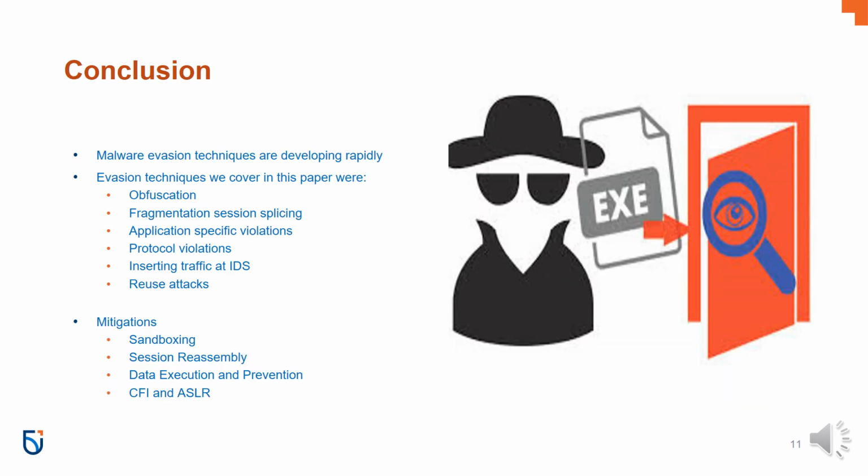Malware evasion techniques are developing rapidly, and vendors are still behind in this race. Various techniques used by malware to evade detection by security systems are discussed in this paper, such as obfuscation, fragmentation, session splicing, application-specific violations, protocol violations, inserting traffic at the IDS, and code reuse attacks. Also, the mitigation mechanisms such as sandboxing, session reassembly, data execution prevention, address space layout randomization, and control flow integrity are all discussed in this paper.